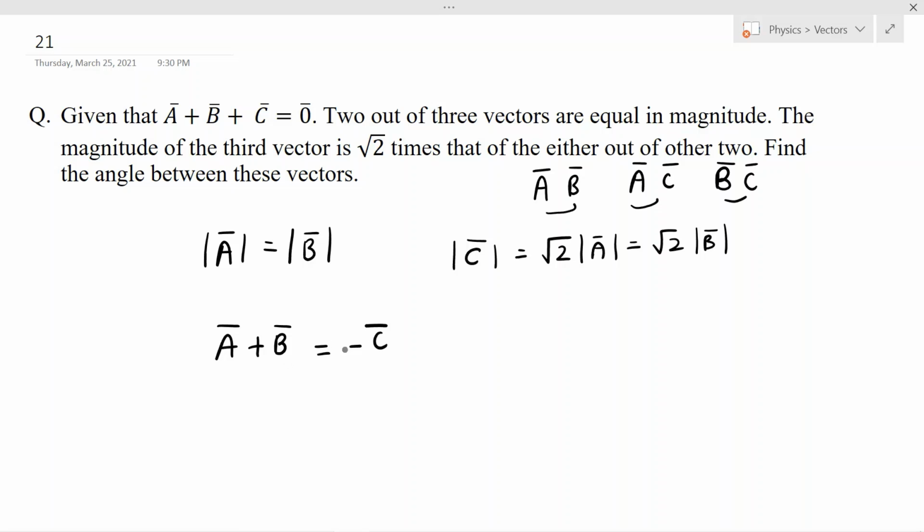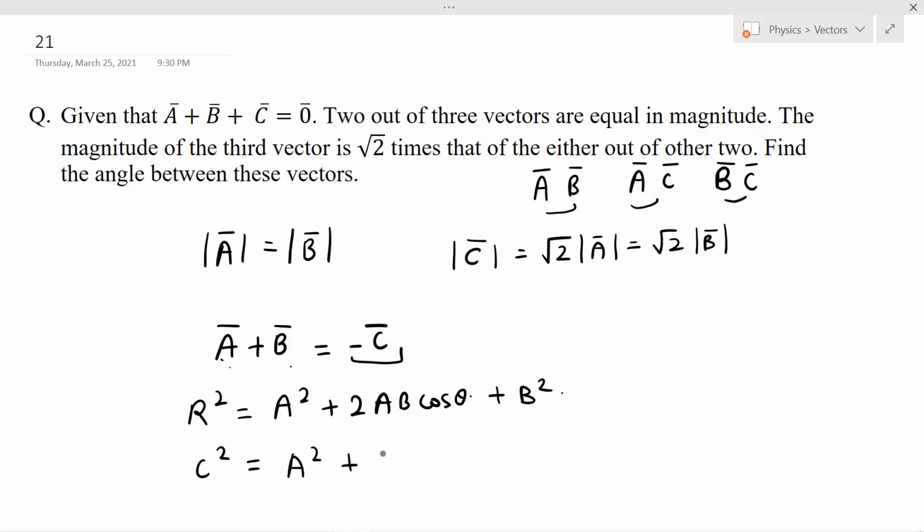Now you can see this as a parallelogram, addition of the two vectors a bar and b bar to give this resultant vector. So can I apply the parallelogram law of vector addition? Yes. What it states is that R square is equal to a square plus 2ab cos theta, where theta is the angle between a bar and b bar, plus b square. So R square is c square, because it is the modulus of the vector c bar, and this is a square plus 2ab cos theta plus b square.